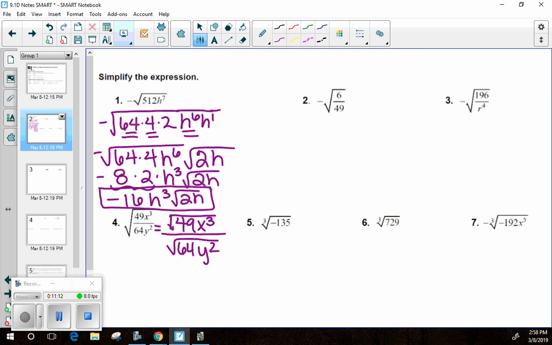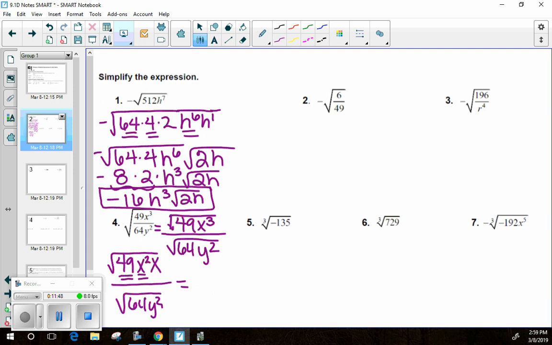Okay? And then in the numerator, is 49 a perfect square? Is x to the third a perfect square? No. Right? For it to be a perfect square, our exponent has to be even. It has to be divisible by our index, and in this case, our index is 2. So I'm going to split this up into x squared times the extra x. That's a perfect square. And the bottom, though, is 64 a perfect square? Is y squared a perfect square? So that will work out nicely.